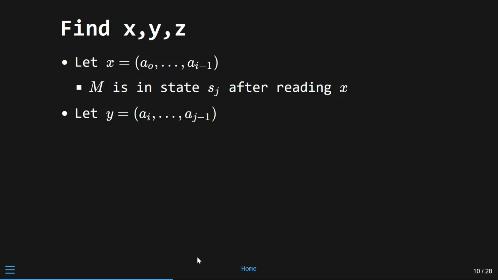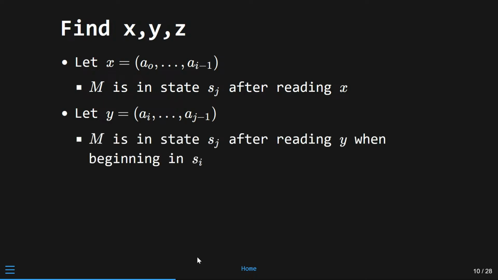So we're going to start in some state s sub i, and we're going to end in state s sub i again. We have to do that somewhere because we have to repeat states at some point. So we note that after we read y, our machine is in the same state as it was before reading y. And then we're going to say z is the rest of the string. So the string is x, y, z, and y is the part of the string between the repeats.